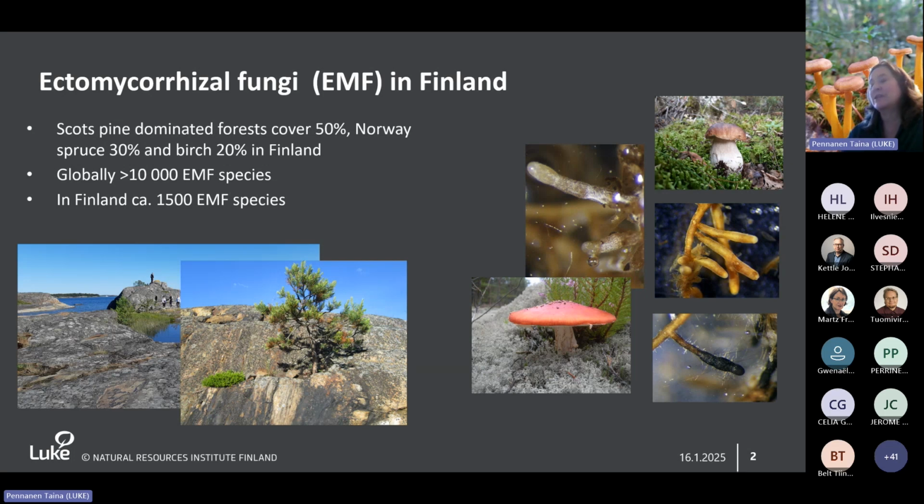Because of the proximity of the ice age, we have very few species. But when it comes to the symbiotic mycorrhizal fungi of these species, we have many more of them. We have between 1,000 and 2,000 ectomycorrhizal species according to current estimates, and as you know, trees are totally dependent on them.